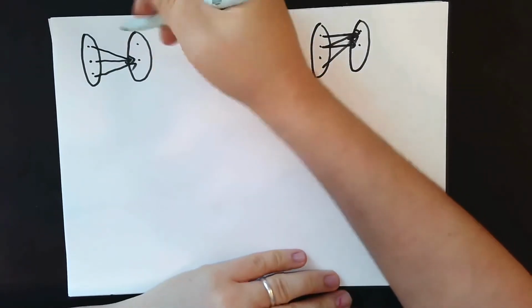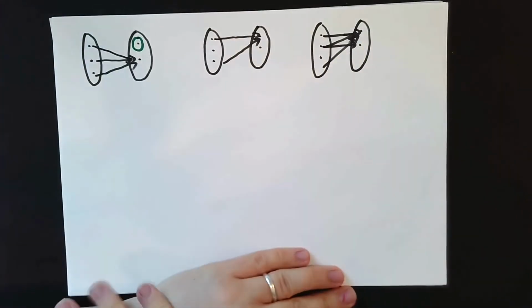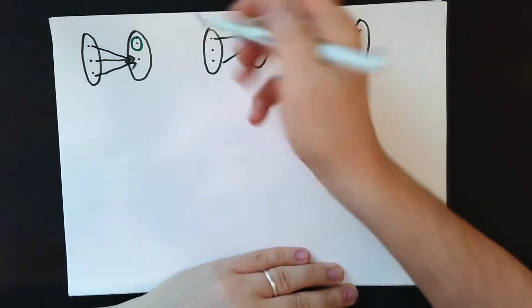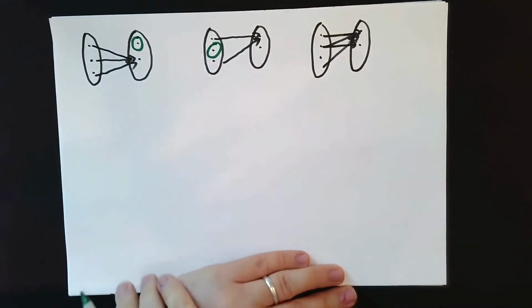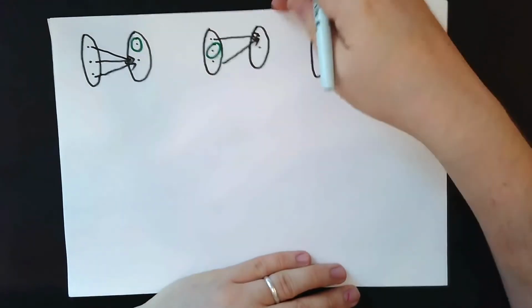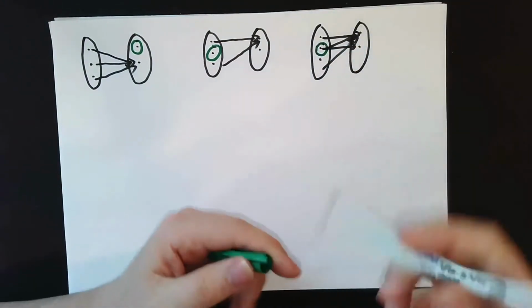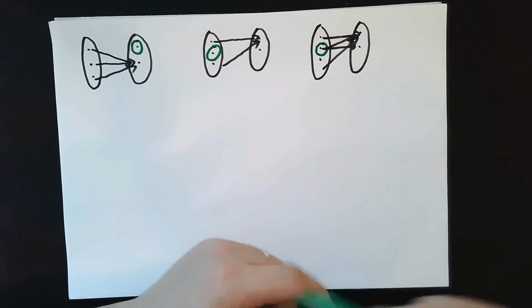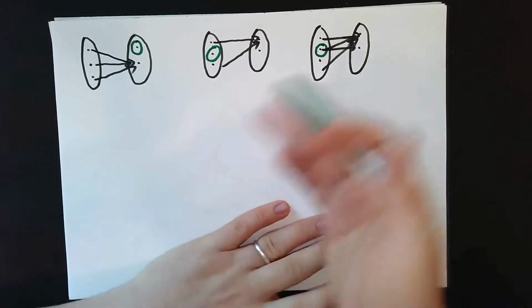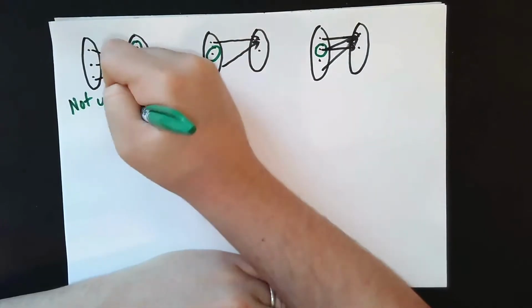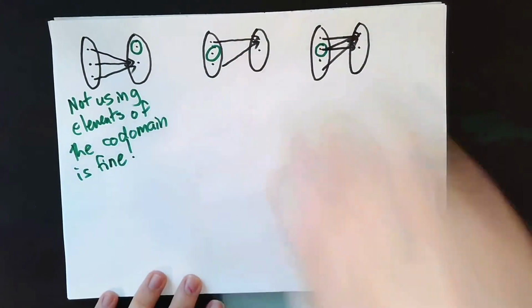I want to draw your attention to a particular feature of each of these. In this example, there's an element of B that we did not use. In this example, there's an element of A that we did not use. And in this example, there's an element of A that we used twice. One of these 3 is a thing we're allowed. Namely, we're allowed to not use elements of B. That's fine.